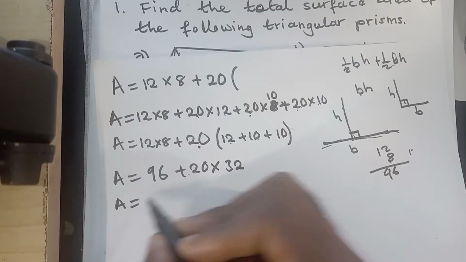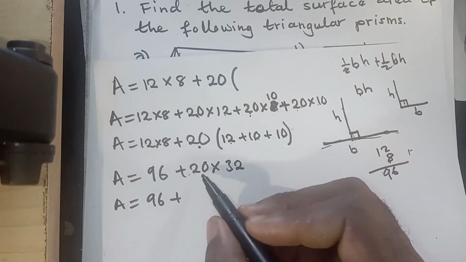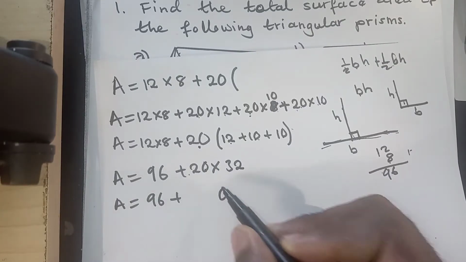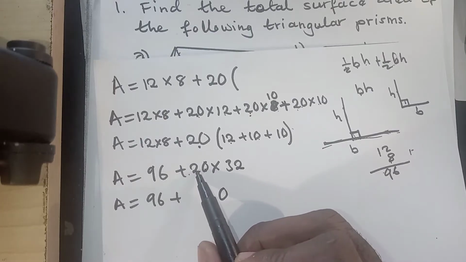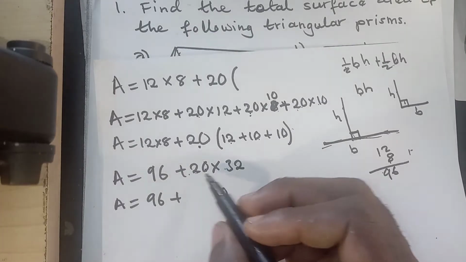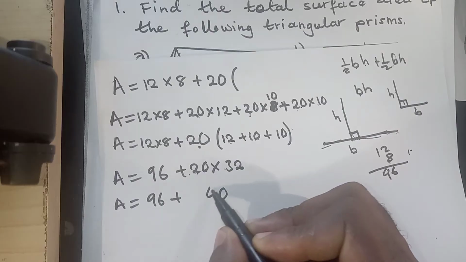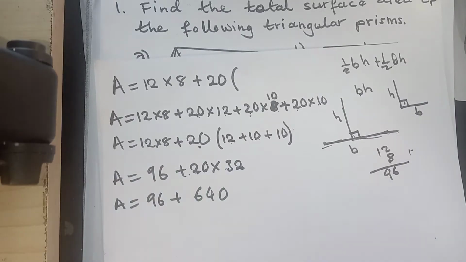So now you can say 96 plus, we have a 0, so you can just write it at the end and multiply 2 by 36, which 2 times 2 will be 4, 2 times 3, we have a 6. So this is like 640.